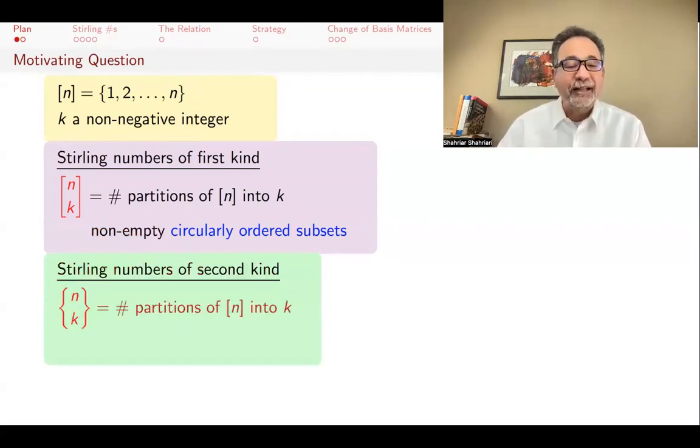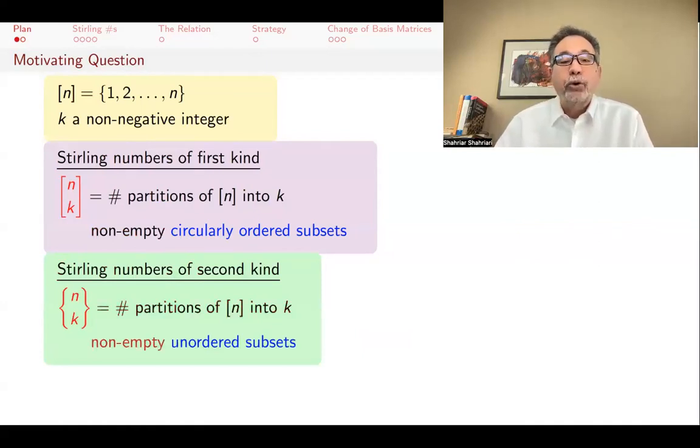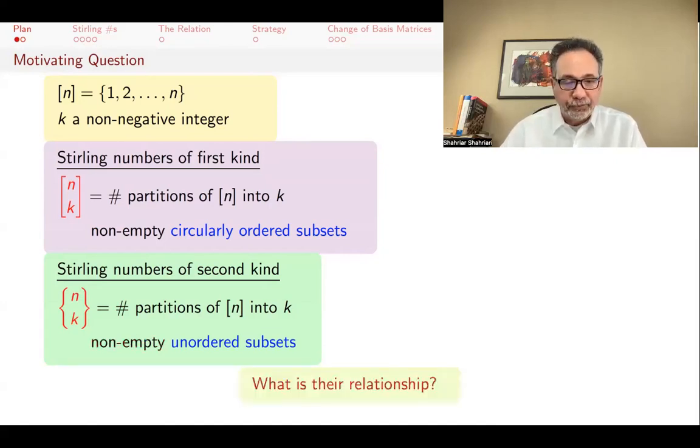Stirling numbers of the second kind are the partitions of 1 through n into k non-empty unordered subsets, just putting n things into k piles. How many ways can you do that? These sound similar. With one, you just put n things in k piles. With the other, you put them in k piles, but you also circularly order those k piles. But it's not clear how they might be related and why they're called Stirling numbers of the first and second kind. And so we want to know what the relationship is.